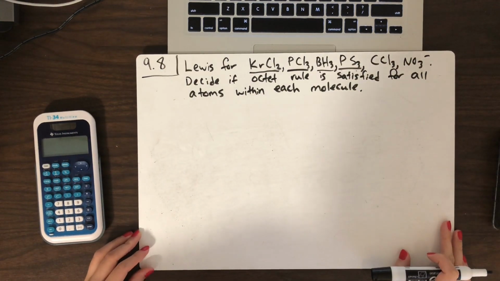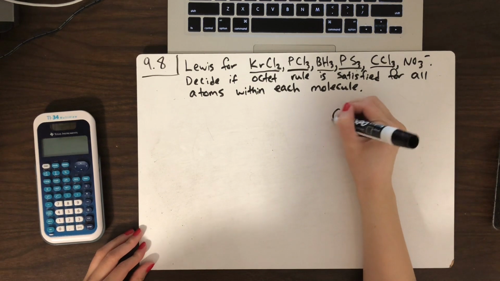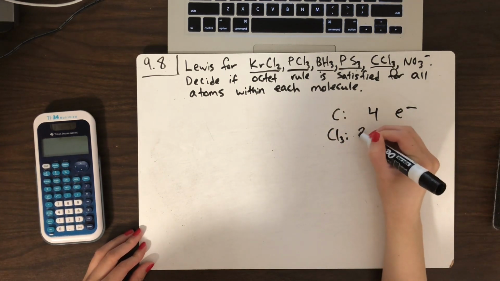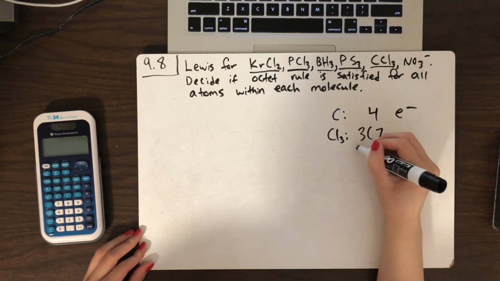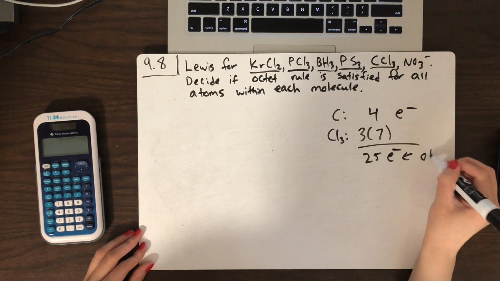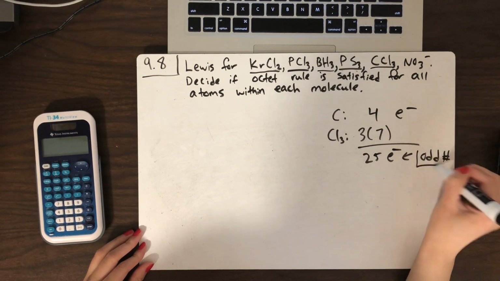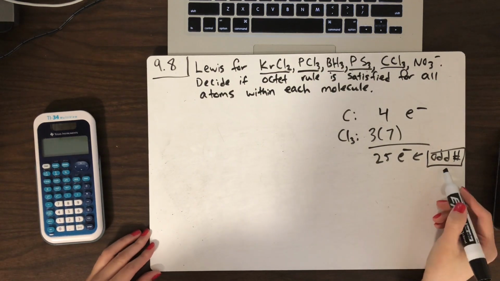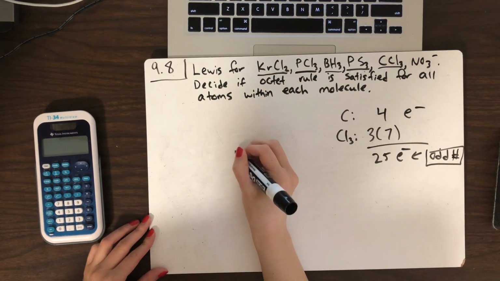The next one, CCl3. So carbon has 4 valence electrons, and then each Cl has 7. So that's going to be 25 electrons. Again, right off the bat, you can see it's an odd number of electrons, so no matter what, someone is going to be unhappy. So if you're satisfied, you can stop there.